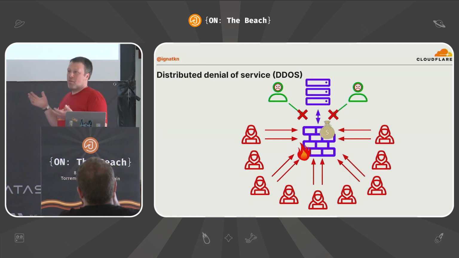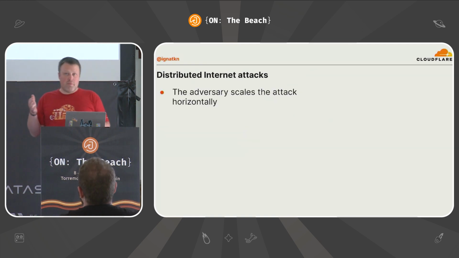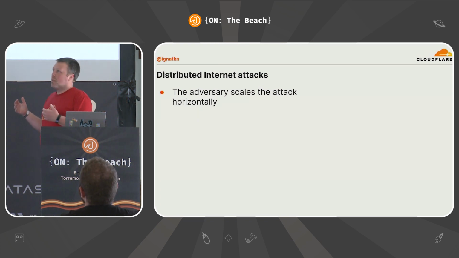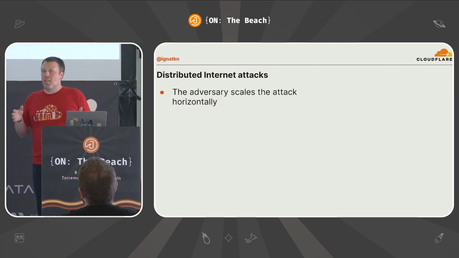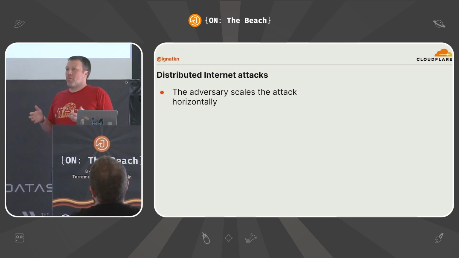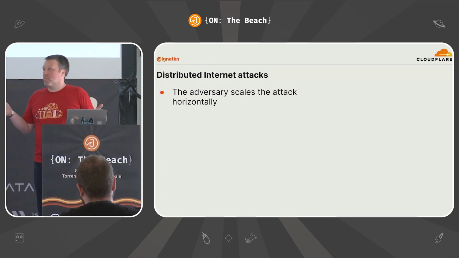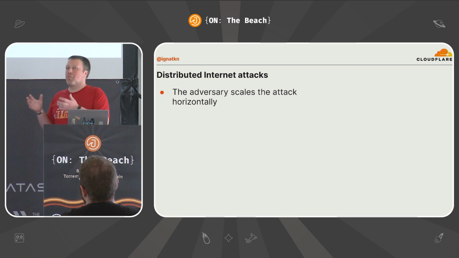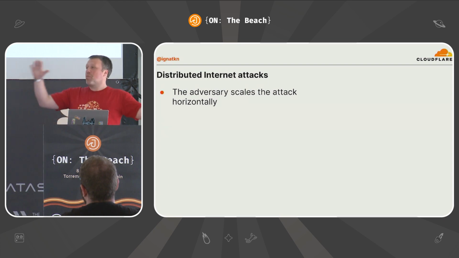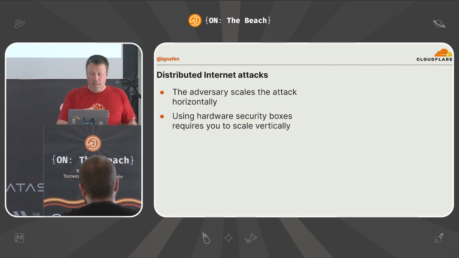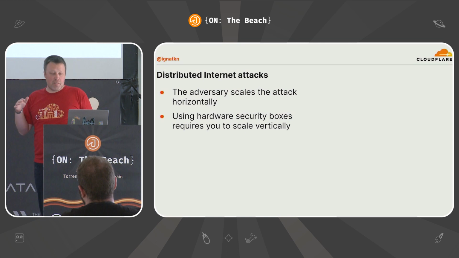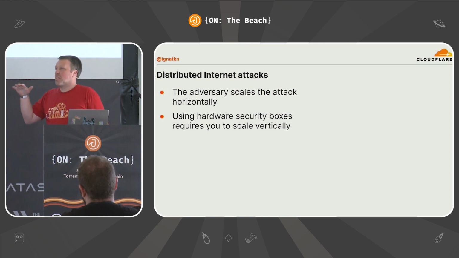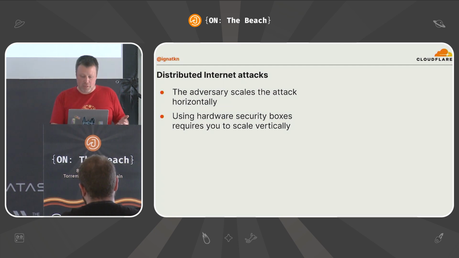What is the problem here? The problem here is that on internet scale, the adversary scales the attack horizontally. So what are these distributed attacks? They're usually botnets where people find vulnerabilities in internet devices across the world, and they are able to get compute resources very cheaply, spread out all over the world. But if you go the dedicated hardware security box approach, you're scaling your defense vertically, and then you're limited at some point, right? Because the more powerful your box is, the more the cost grows.